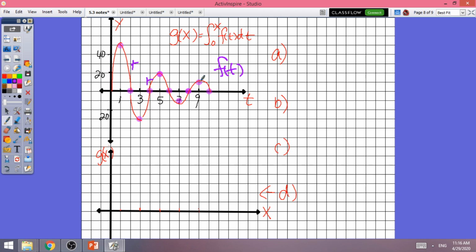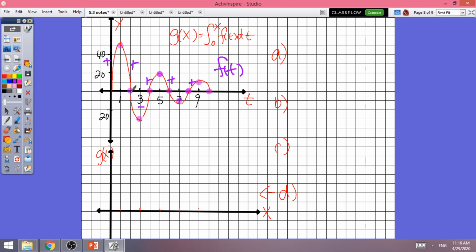Positive. It's all positive, anything right above the x-axis. And then down below the x-axis, it's negative. So according to the first derivative test, if the function's derivative shows that the sign changes from positive to negative, that guarantees there's a local max. So there's one local max here.